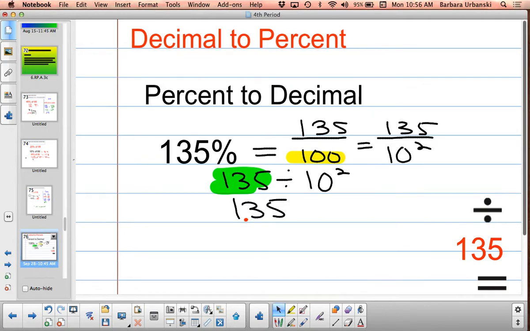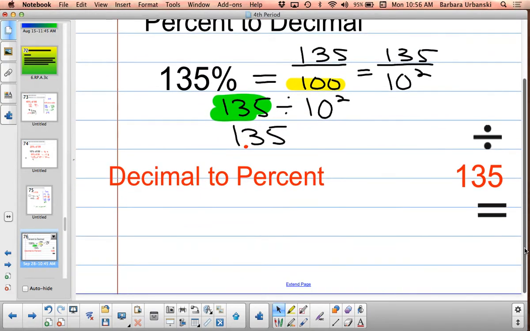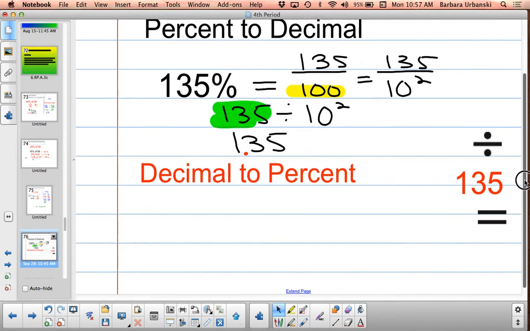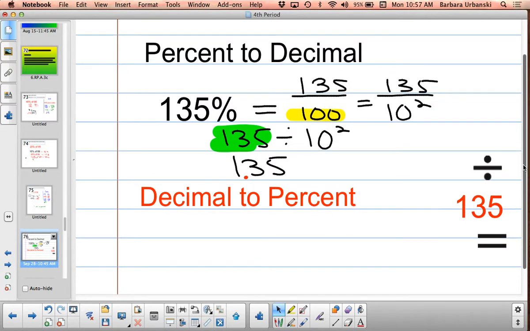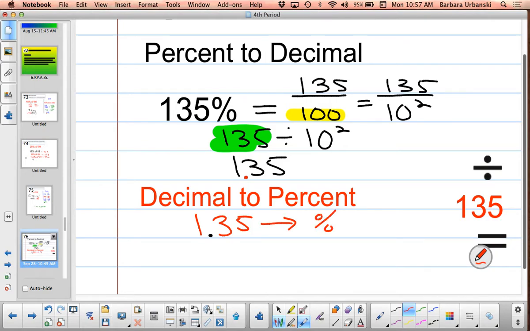Now, if we're going to take the decimal to a percent, we would end up working backwards. So our decimal would be 1.35, and we would like to convert that to a percent. We would work backwards. So instead of taking our number and dividing it by 100, we would take our number, 1.35, and multiply it by 100.